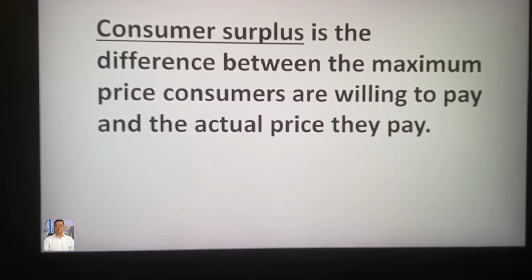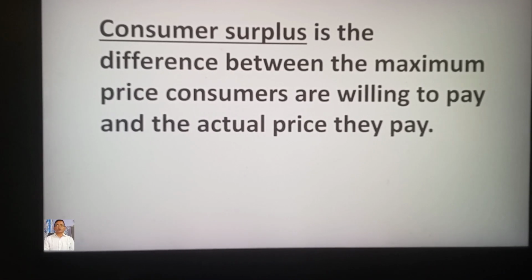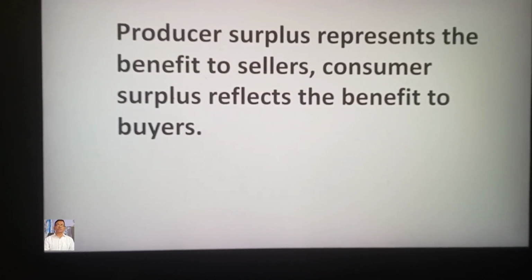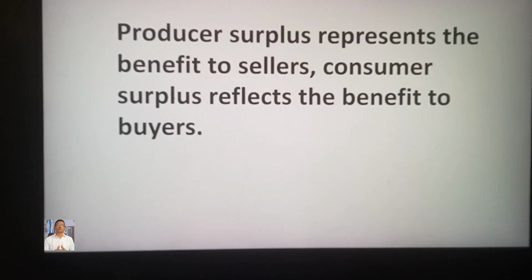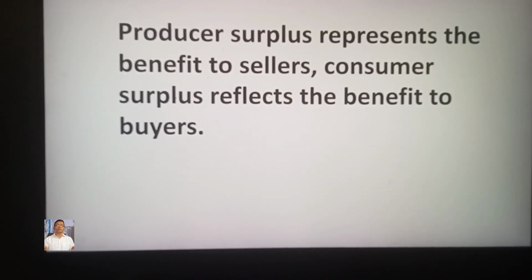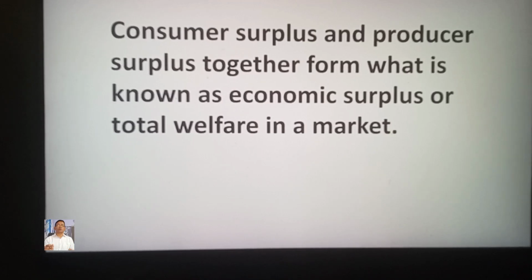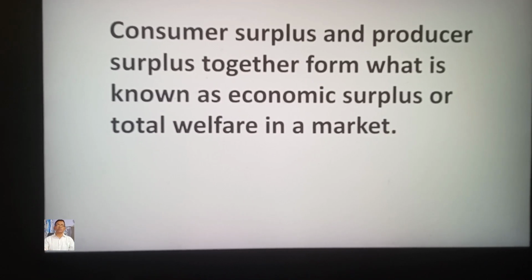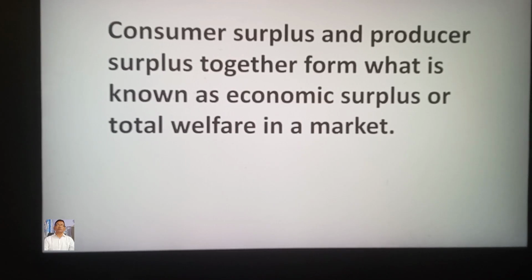A demand curve indicates what price consumers are prepared to pay for a hypothetical quantity of a good based on their expectation of private benefit. Producer surplus represents the benefit to sellers. Consumer surplus reflects the benefit to buyers. Consumer surplus and producer surplus together form what is known as economic surplus or total welfare in a market.